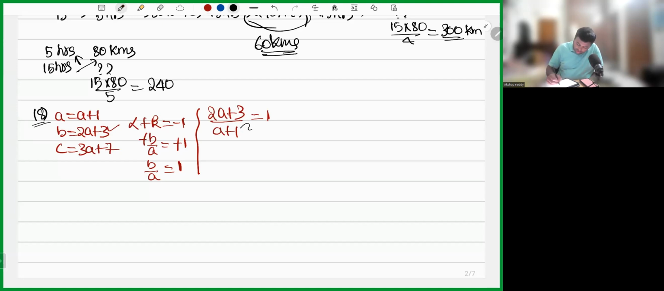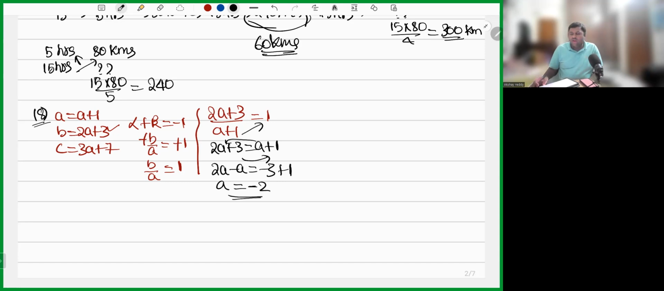Let's do cross multiplication. 2a plus 3 is equal to a plus 1. Let's take a here, 3 here. 2a minus a is equal to minus 3 plus 1. What is 2a minus a? A. What is minus 3 plus 1? Minus 2. So what is the value of a, my dear friends? The value of a is simply minus 2.